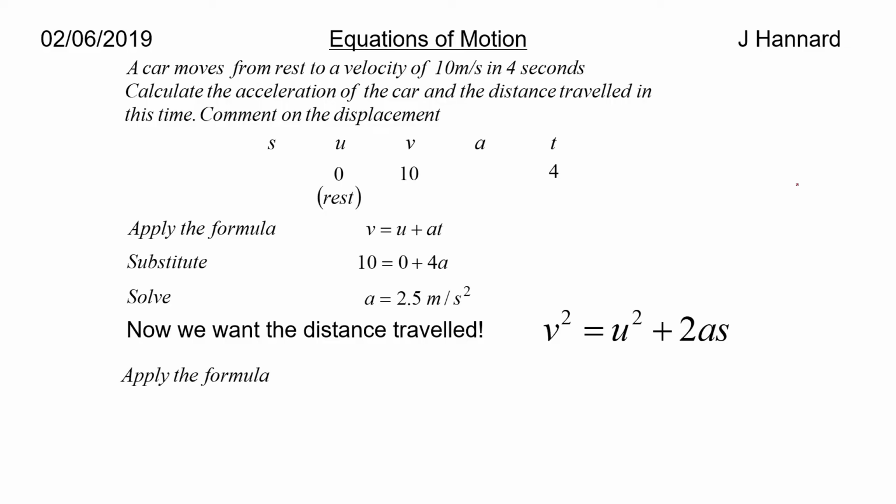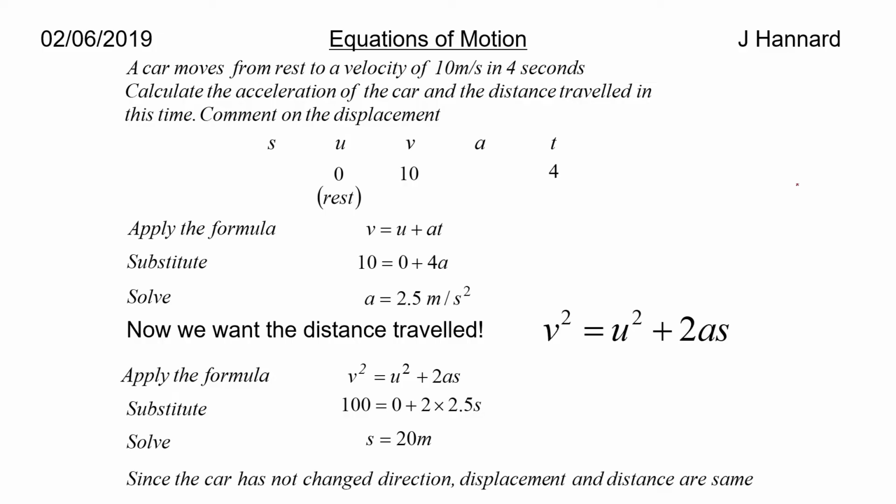So rearrange it for s. Well, I haven't quite done that yet. I'm just putting in the numbers. So v squared is 100, 10 squared is 100, equals u squared 0 plus 2 times 2.5 times s. And then we rearrange it and we get s equals 20, because 100 divided by 5, because 2 times 2.5 is 5. 100 divided by 5 is 20, so he travels 20 meters.